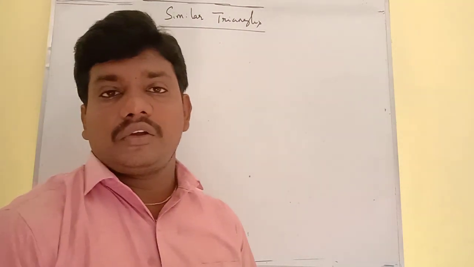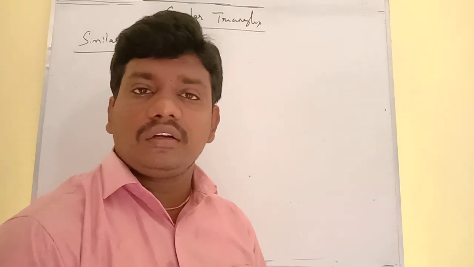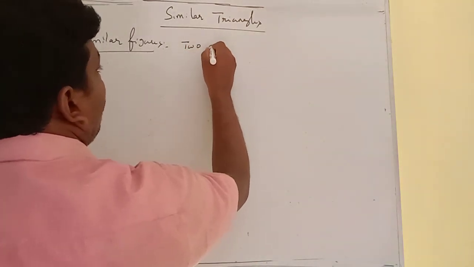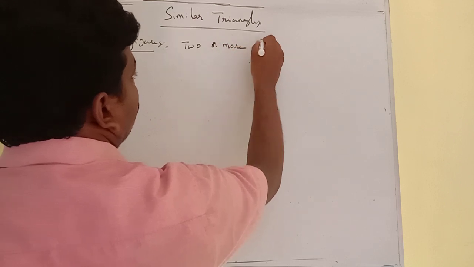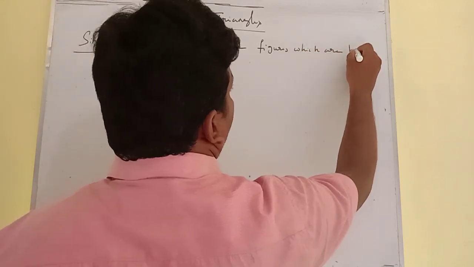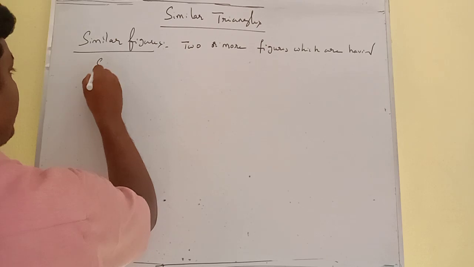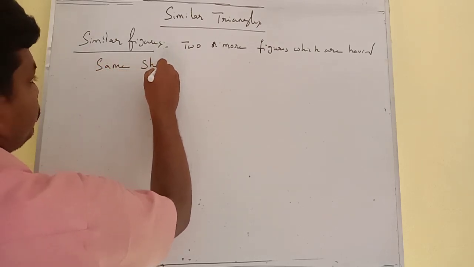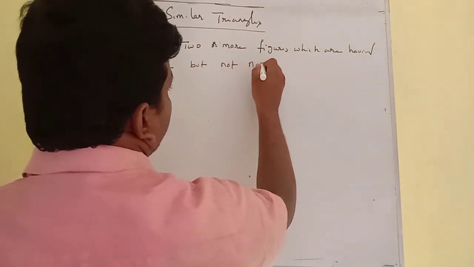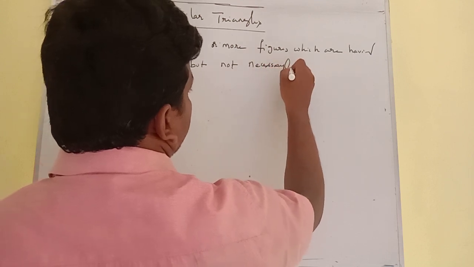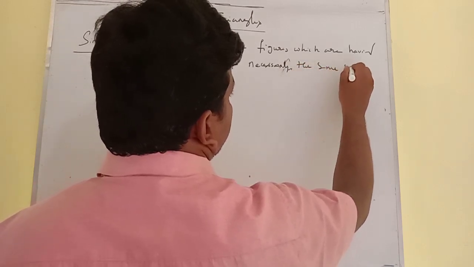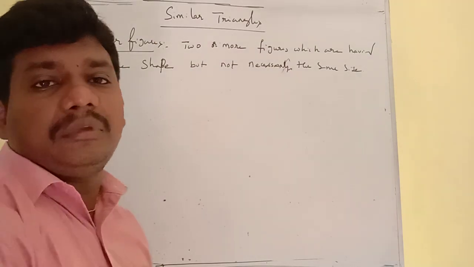Two or more figures which are having the same shape but not necessarily the same size are known as similar figures.